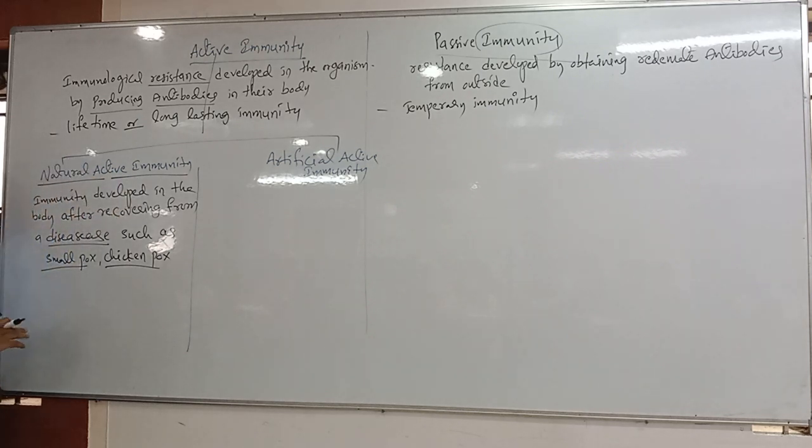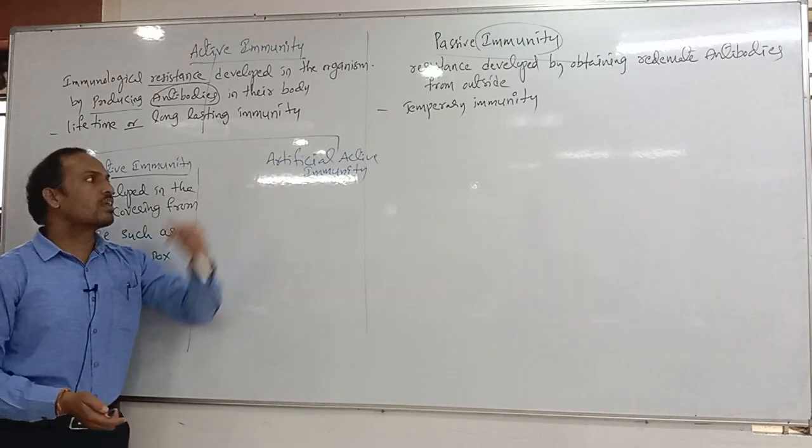In natural immunity, the immunity is developed in the body after recovering from the disease. In our body, antibodies are produced and memory cells are also produced. Clear? Got it? The best examples are chickenpox and smallpox. They can be observed only one time. Why? Because it is natural active immunity. Okay? Next one, artificial active immunity.